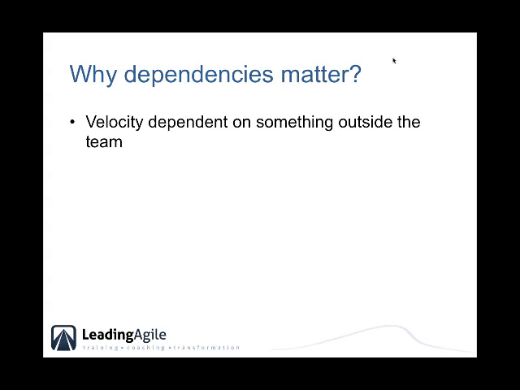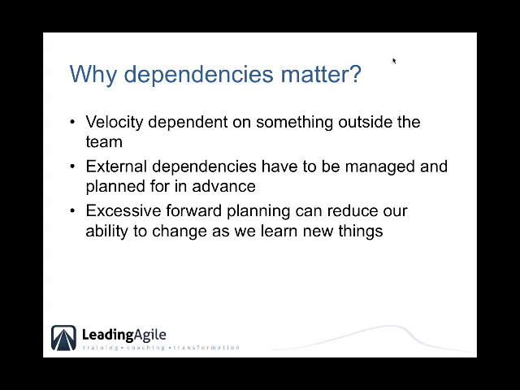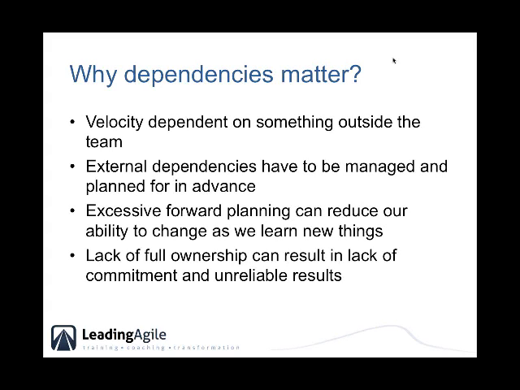So anytime you have external dependencies in Scrum, that is something to pay attention to, because if the team's velocity, the rate at which they can complete work, is dependent upon something outside the team, that makes it very difficult to establish a stable velocity. And so what teams try to do is manage those dependencies and plan for them in advance. Well, the more dependencies that we try to manage for and plan in advance, what we end up doing is reducing our agility even at the team level, because we've got to forward look a little bit too far. And the more things our forward look is connected to, the harder it is to inspect and adapt as we go. And so excessive forward planning can reduce our ability to change as we learn new things.